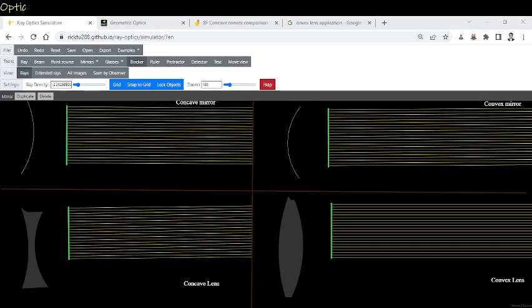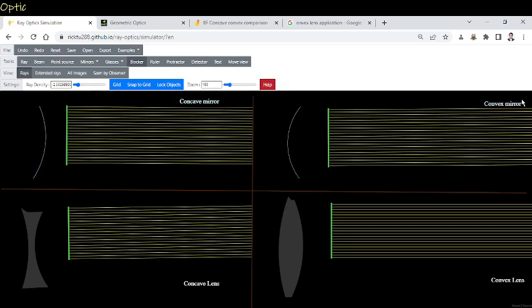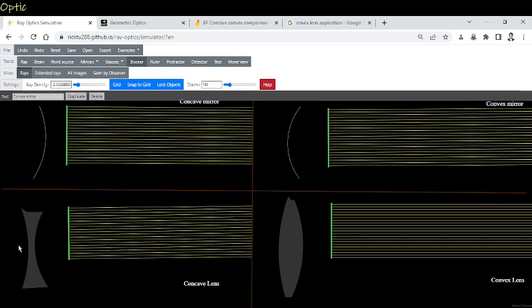Hi everyone, in this video we will learn about the concept of optics, in this case mirrors and lenses. We know there are two different types of mirror, which are the concave mirror and the convex mirror, and there are two different types of lens, which are the concave lens and the convex lens. In this simulation I will show you how light is affected by these mirrors and lenses.